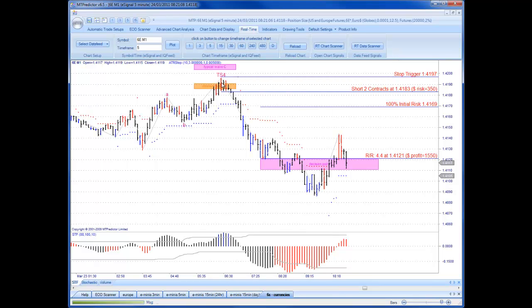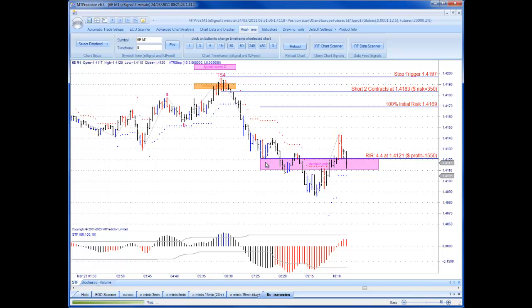Let's click on that bar there, and that then gives us the position sizing, which, as you can see, to keep our risks small and under control, suggested selling 2 contracts at this level. The trade was filled here. Our stop was never hit.